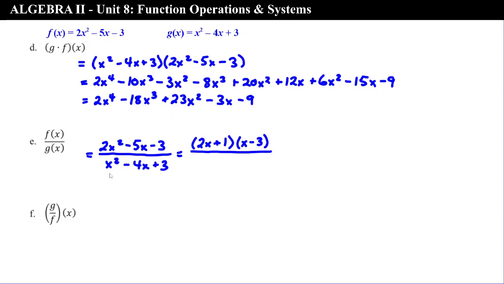On the bottom, this one's a little easier to factor. Two numbers that multiply to give you 3, add to give you negative 4, and that would be negative 1 and negative 3. So we can cancel the x minus 3 terms, and that leaves us with 2x plus 1 over x minus 1. Now remember, when we divide, we have to specify what x cannot be. And there's two values that it cannot be. It cannot be 1, and it cannot be 3. So even in what you cancel, you have to include that as x values that do not work.